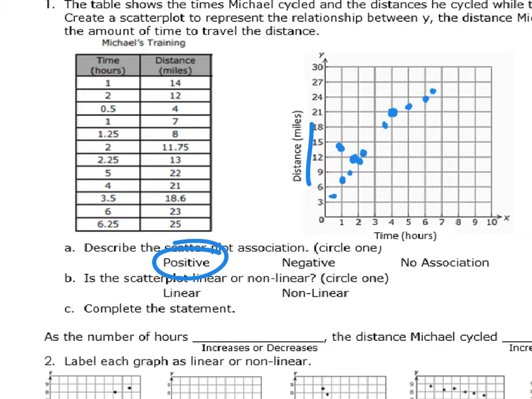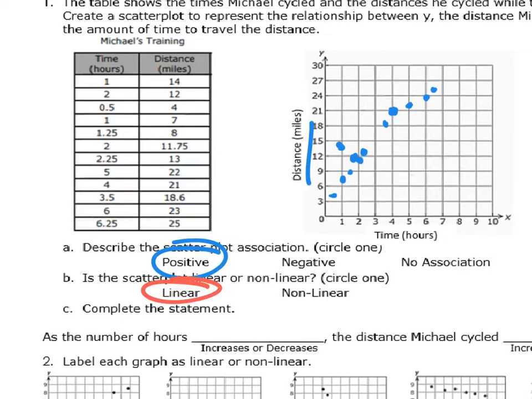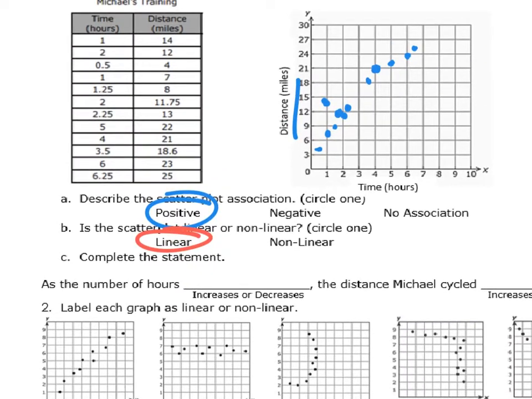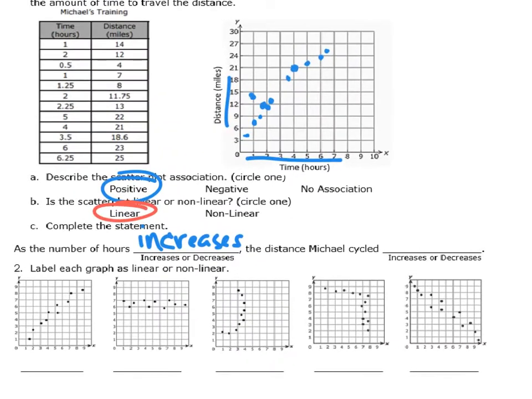Is the scatter plot linear or nonlinear? For the most part, it's going in a straight line. There's no dramatic curves or waves in it at any time. So we're going to say it's linear. So as the number of hours increases, right, because we're going in this direction, so that's increasing. The distance that Michael cycled also increases, right? The more hours he cycles, the farther distance he's going to go.